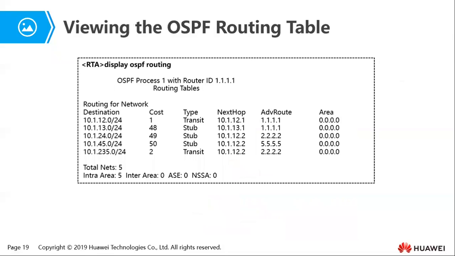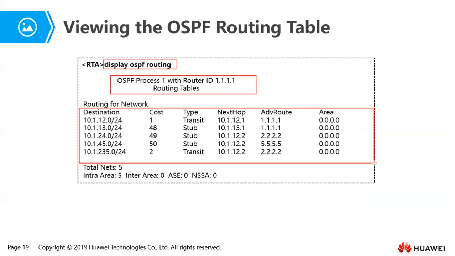So to get to this network, you need to use this next hop. So that is what we did there. If you now do display OSPF routing table, you should be able to see all the destinations to each of the networks in that particular area.